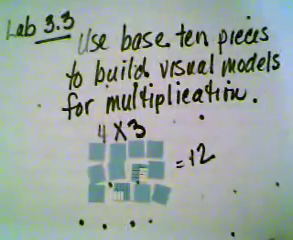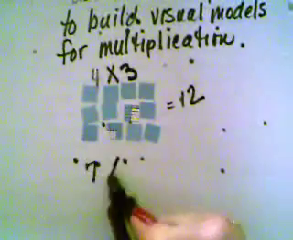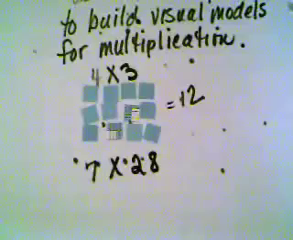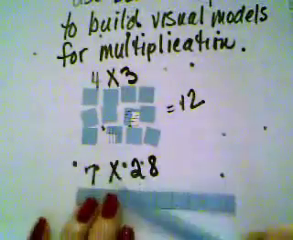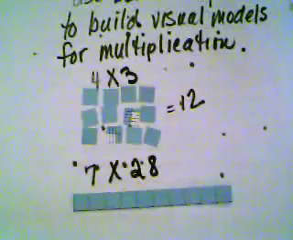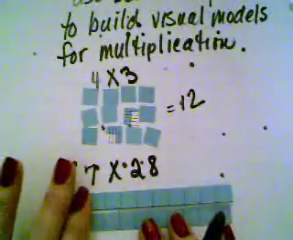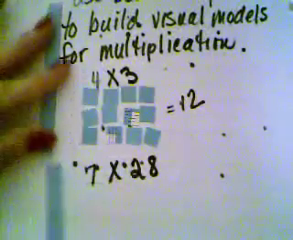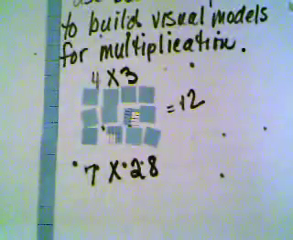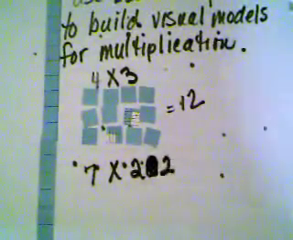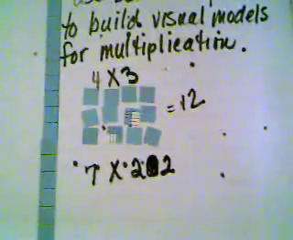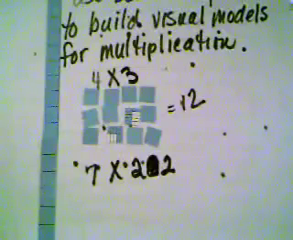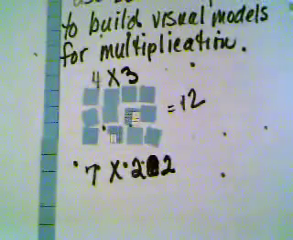Alright, let's say that I want to model 7 times 28. So I'm going to make... how am I going to model this? I'm going to run out of room. Maybe I better make mine 22. Alright, so I have 22 that I have modeled vertically. And now I want to model 7 horizontally.